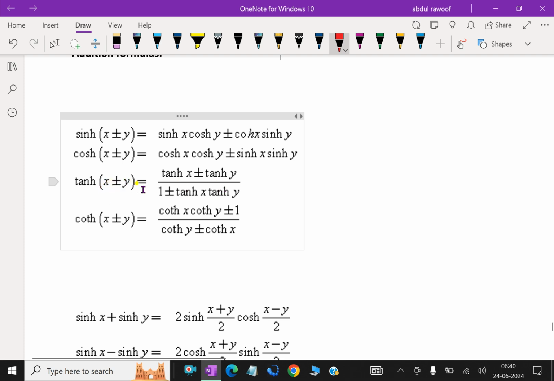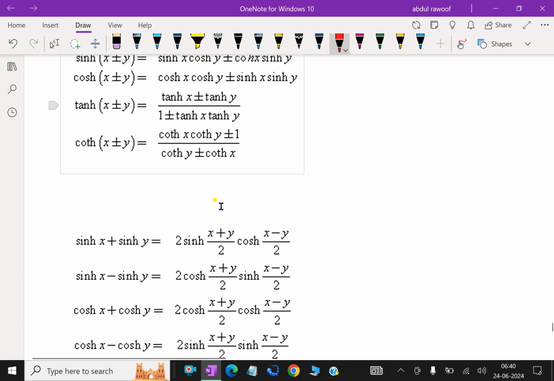From these two things we can get it for tanh (x plus or minus y) equal to (tanh x plus or minus tanh y) over (1 plus or minus tanh x tanh y). Like for coth also we can find it. Next one, addition formulas in this.